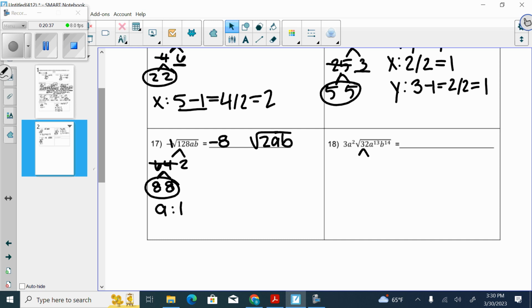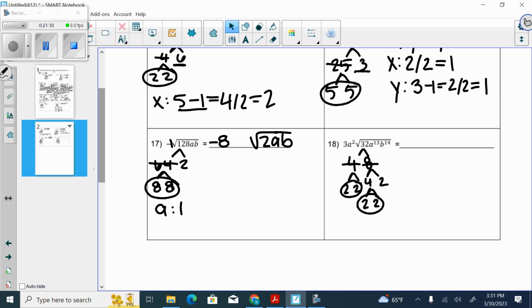32. What multiplies to give us 32? 4 and 8. Good. And what multiplies to give us 4? 2 and 2. Okay, so the 4 is gone. What about the 8? 4 and 2. And what about the 4? 2 and 2. All right, so we've broken them all down as much as we can. Do we have any pairs? 2 pairs, 1 left over.